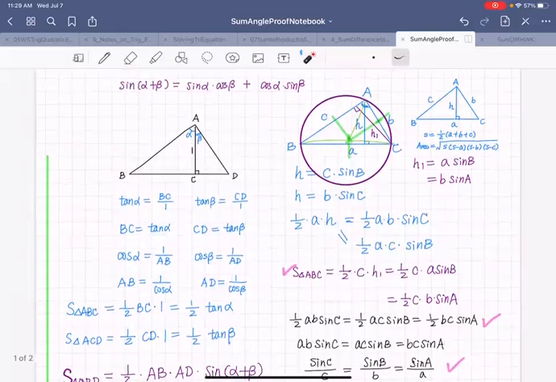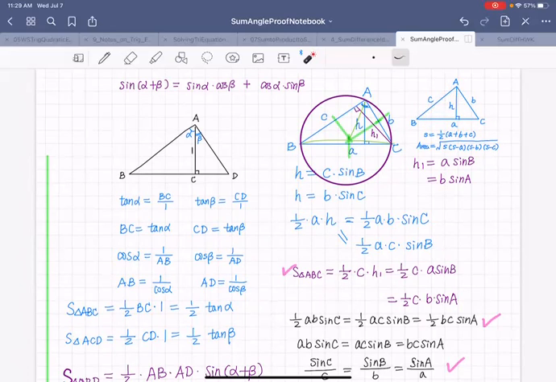For any triangle, you can do the base times the height divided by 2. You can also do any two sides' product times the sine of the angle between them. So BC times sine A divided by 2, AB times sine C divided by 2, AC times sine B divided by 2.